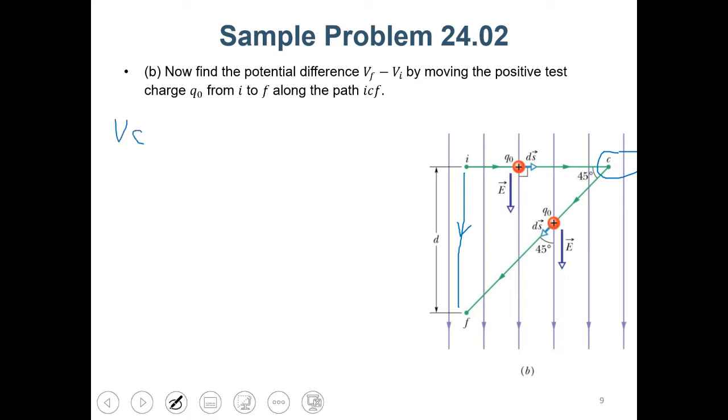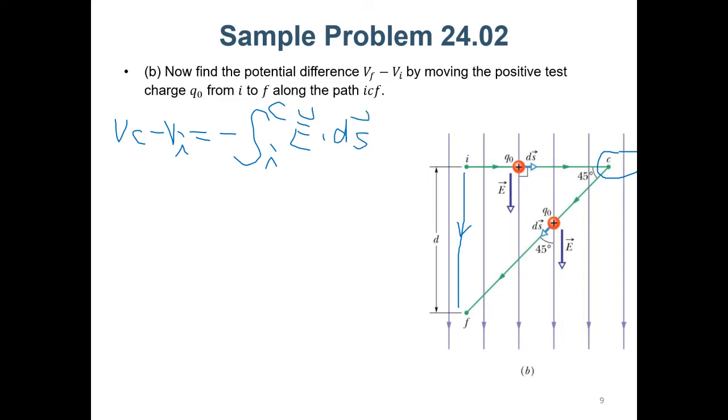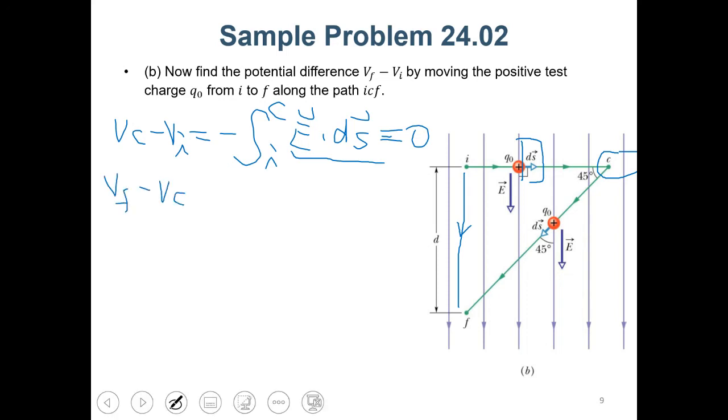So first we try to calculate VC minus VI, which is minus the integral from I to C of E dot ds. So E points downwards still, and ds from I to C should be pointing to the right side. They are perpendicular to each other, which means that the inner product for them should be 0. So this one is 0. And for the next step, we calculate VF minus VC. So ds is pointing this way, so we have negative integration from C to F of E dot ds.